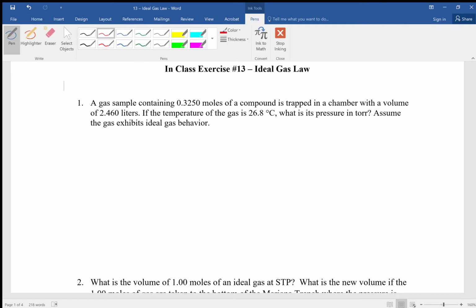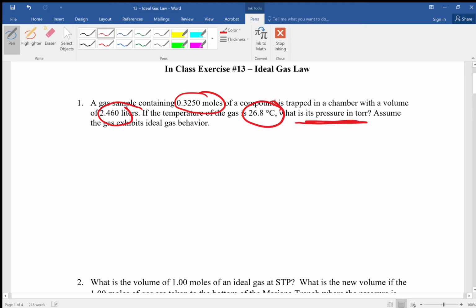So now let's go over our ideal gas law problems. In our first problem, you can see we have the number of moles, the volume, and the temperature. And we're looking for the pressure of this sample of gas, specifically in torr. Now keep in mind that the ideal gas law is going to give us the answer in atmospheres. So that means once we're done, we'll have to convert.